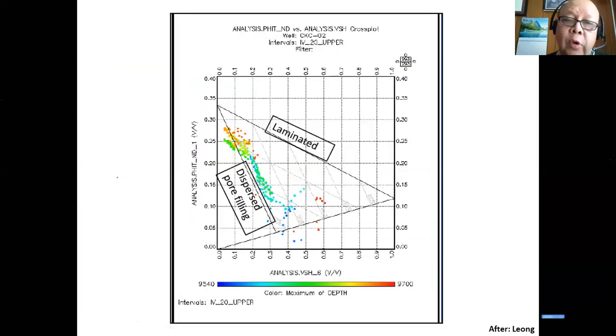So this is the actual well being plotted on Geolog. It's plotted on this Thomas Tiber plot, and we see that in this example here, most of the shales are actually dispersed pore filling clays because they are plotted on the dispersed shale line here. Not much lamination in here.